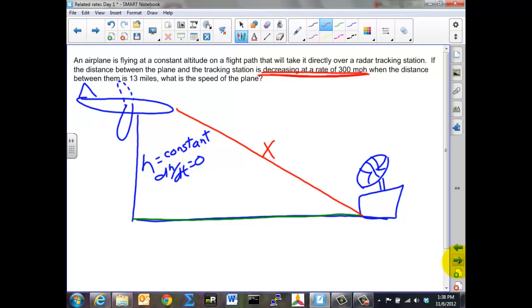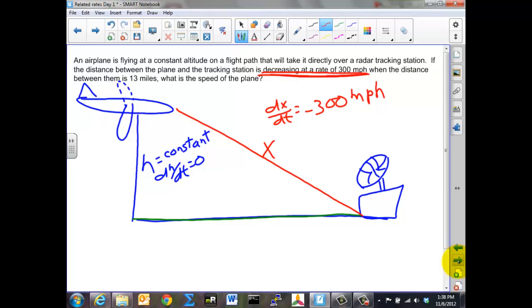The distance between the plane and the tracking station is decreasing at a rate. Negative 300. What is negative 300? Is x negative 300? It's dx/dt that is negative 300. Okay? Is everybody comfortable with that now? Because that's confusing to us here.